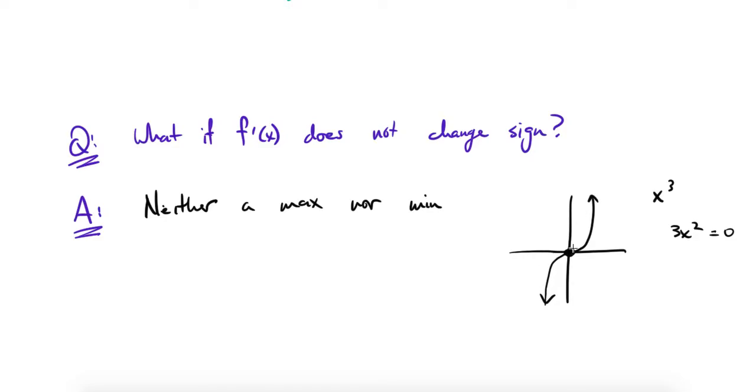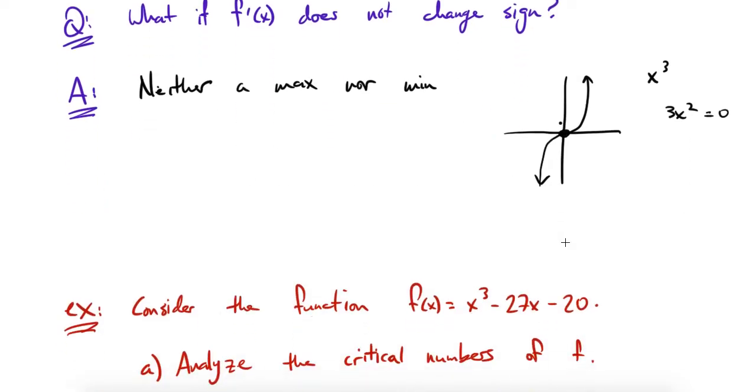I mean, it's positive on this side, and it's positive again on the other side. So if you don't get a sign change, then it doesn't go with a max or a min, as is the case here, right? This is nothing special. It's just sort of sitting in the middle of the graph.